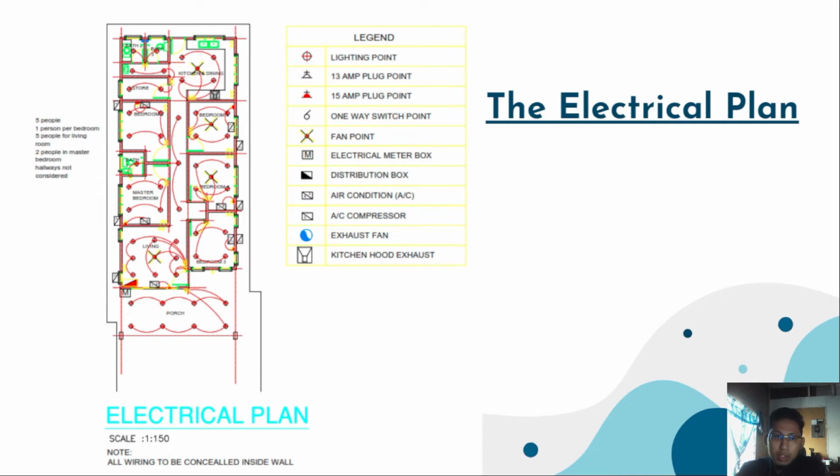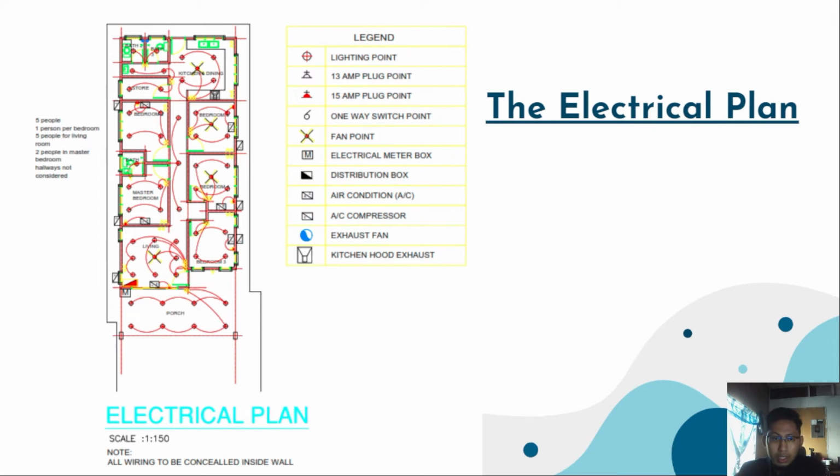First of all, for the lighting point, it's about 53 points for this house. For the 30 ampere and 15 ampere plug points, there are about 19 and 6 plug points within this house. For the one-way switch point, it's about 26 points. For the electrical meter box and also the distribution box, it's about 1 point for each component, as we can see in the front of this house plan.